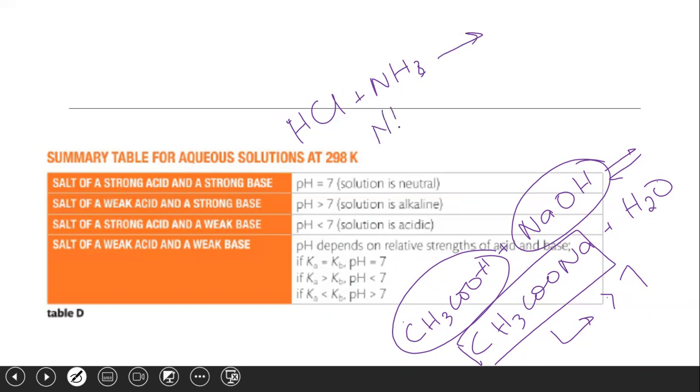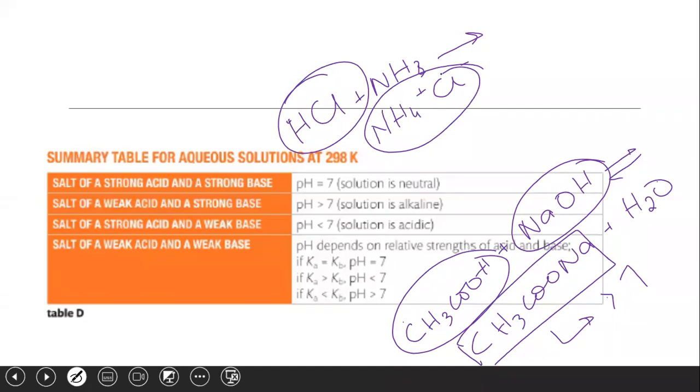So in this particular situation, you are going to end up with a salt of ammonium chloride. This salt, the acid is stronger, so the salt is going to have a pH of less than 7. And finally, what if both of them are weak? What if the acid is weak and the base is weak? In that case, we will take a look at the dissociation constant.